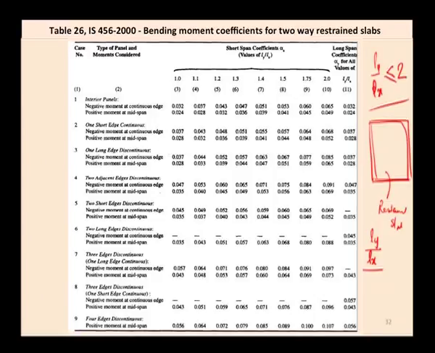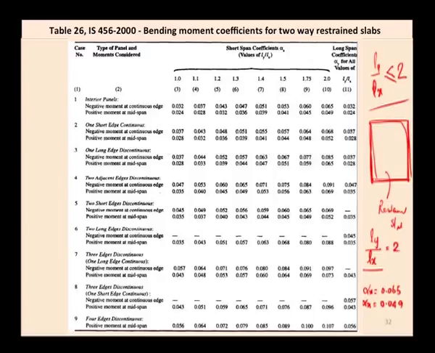If you find Ly by Lx, if it is 2 for an interior panel, the negative moment at the continuous edge, that is the moment coefficient alpha x, is 0.065. What is the positive moment coefficient alpha x in the x direction? That is 0.049. For the long span coefficient in this direction, there is a negative moment as well as a positive moment.